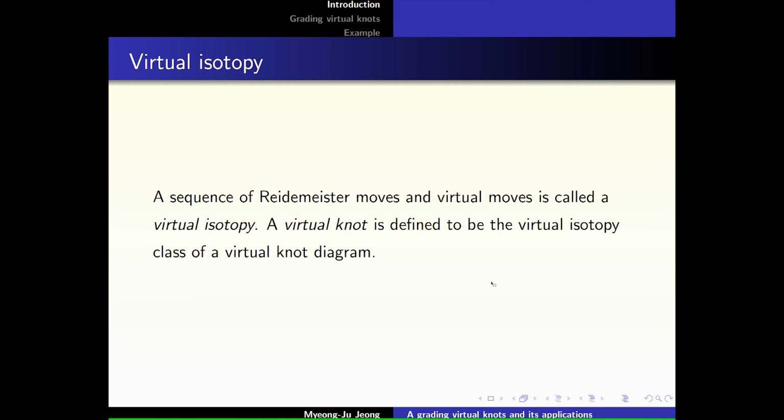A virtual isotopy is defined as a sequence of Reidemeister moves and virtual moves, and two knots are said to be virtually isotopic or equivalent if there is a virtual isotopy from one to the other. And a virtual knot is defined as the virtual isotopy class of a virtual knot diagram.